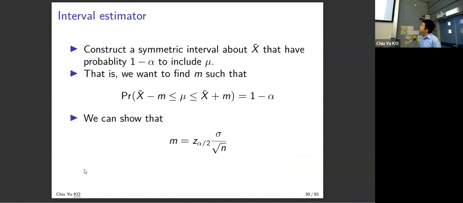So the idea is the following. Here's the key slide: we want to start from the point estimate, X bar, which we know is good. We want to go left and right symmetrically, so that we have 1 minus alpha. Alpha is very small, like 0.1, 0.05, or 0.01. That means I want a 90%, 95%, or 99% chance to include mu. So let me repeat the statement. We want the sample mean X bar to have high probability to include the mu. Is that clear? We want an interval that includes mu.